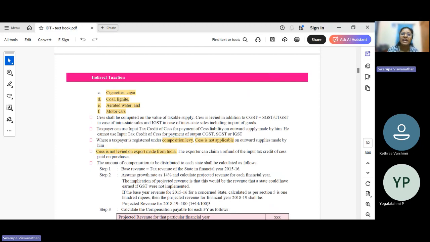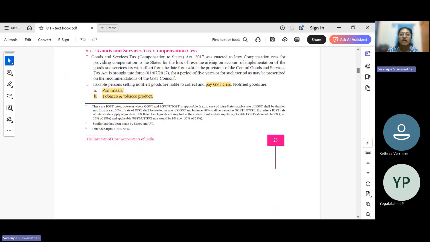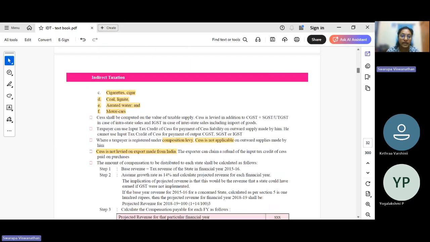In DT and IDT, wherever there are exceptions, give more importance to those exceptions. Okay, because exceptions will be tested in your exam. They will check if you know the exceptions. So they will ask, Mr. A is under composition levy, and whether cess is applicable or not. So if it is composition levy, cess is not applicable. If you are exporting the goods, cess is not applicable. Cess is applicable only for certain goods, that is cigarettes, coal, aerated water, motor car, tobacco, and pan masala for their sales in India. If any of these items are exported, cess is not applicable.